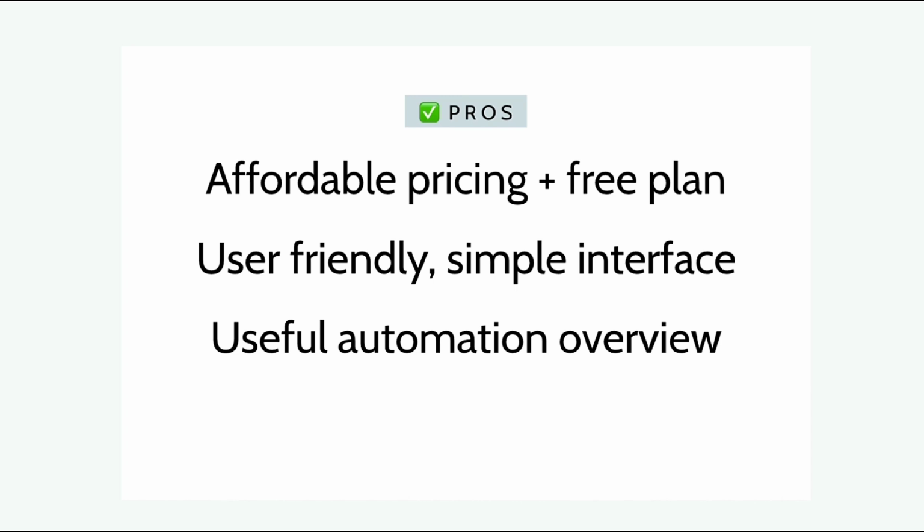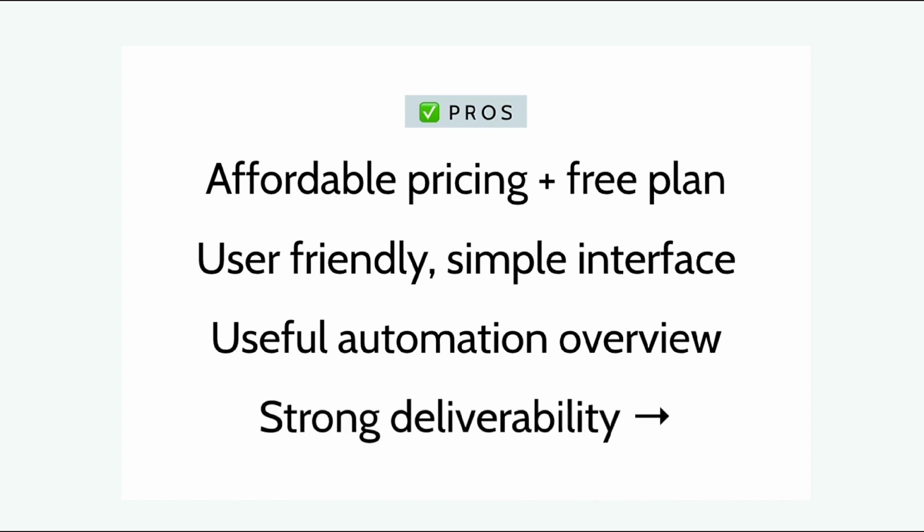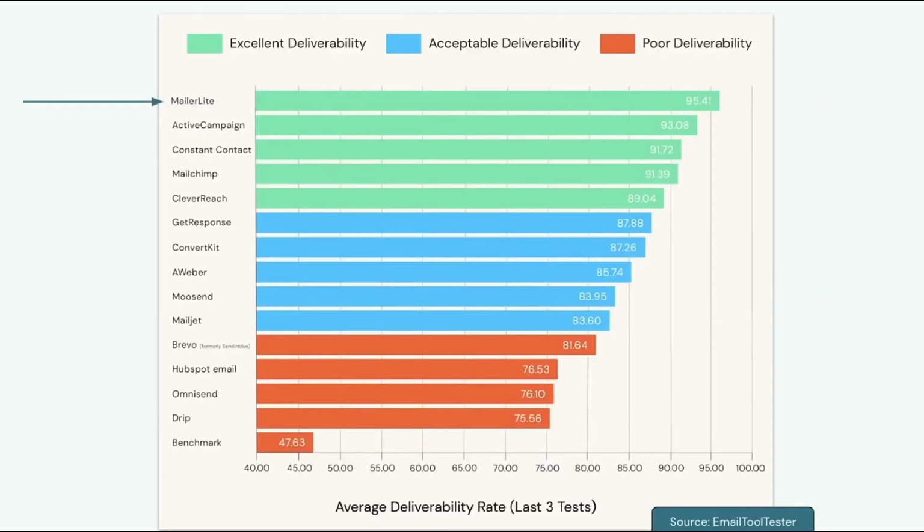But I would say one major pro that we have not talked about yet is their strong deliverability. Deliverability measures what percentage of emails you send that actually make it into the inbox. And Email Tool Tester does regular, excellent reports on deliverability. And in the green, you can see all of the platforms that over the last 3 tests, they have deemed to have excellent deliverability. And in fact, Mailerlite is right at the top.